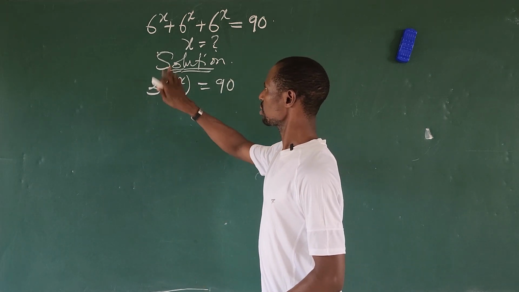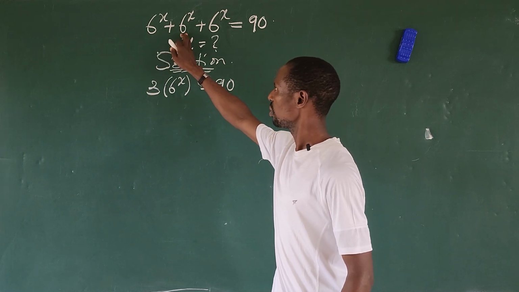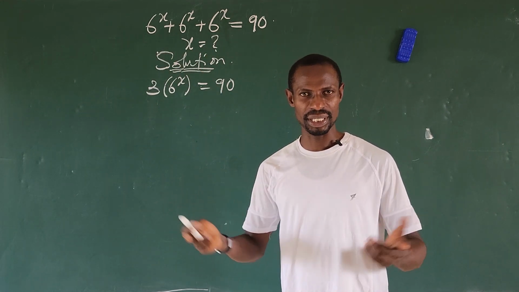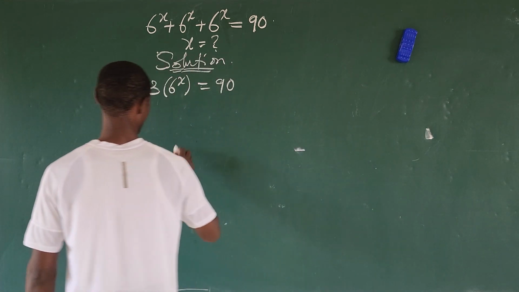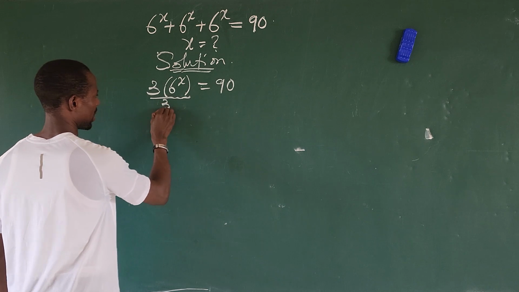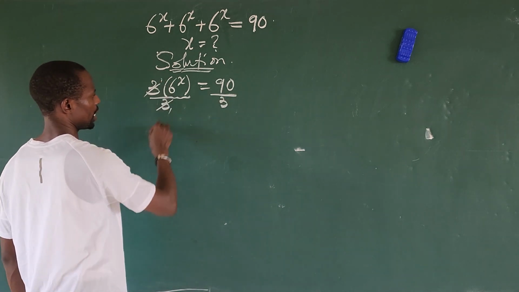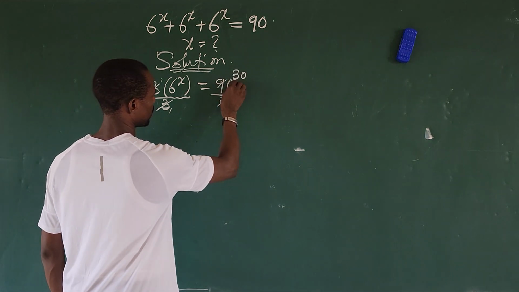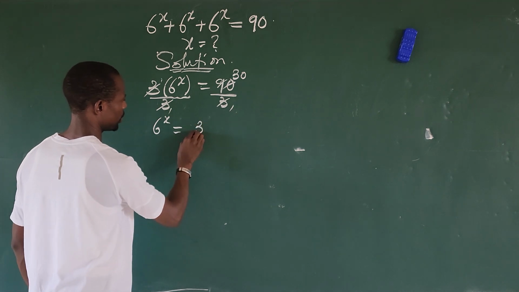Then if you use 6 to the power of x to divide 6 to the power of x, it's going to give you 1. So here we're going to have 1, 1, 1. And if you add the three of them together, that will give us 3. And that's what we have here. So this is divisible by 3. So we divide this side by 3, equally divide this side by 3. 3 here, 1, 1, right? Then 3 here, 1, 3 here, will give us 30, right? So we're going to have 6 to the power of x is equal to 30.